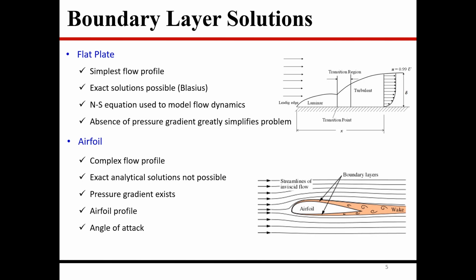The solution to the boundary layer over a flat plate is the simplest case possible. Analytical solutions such as the Blasius solution are possible by solving the Navier-Stokes equation, due to the fact that there is no pressure gradient in the x direction. On the other hand, the flow over an airfoil is highly complex, due to which no analytical solutions are possible. The complexity arises due to the need to account for a pressure gradient that is present here, which is influenced by the airfoil profile and the angle of attack, which makes a theoretical solution difficult.